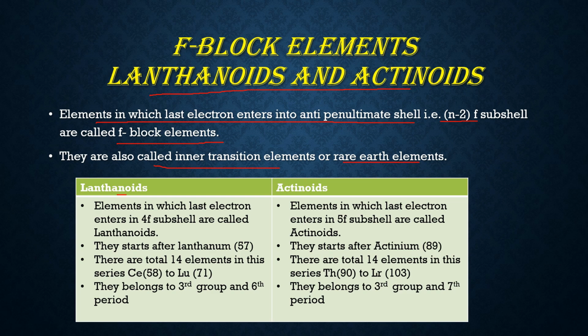In lanthanoids, the electron enters into the 4F subshell, and in actinoids the electron enters into the 5F subshell. So it is called first inner transition series. This is called second inner transition series.